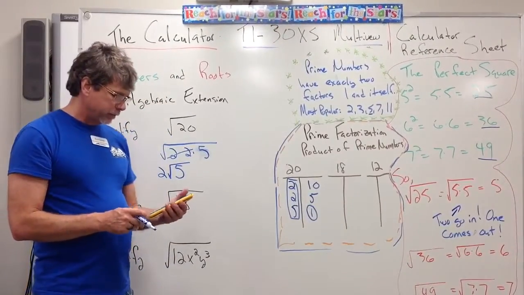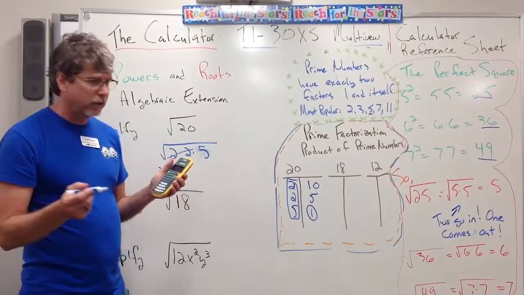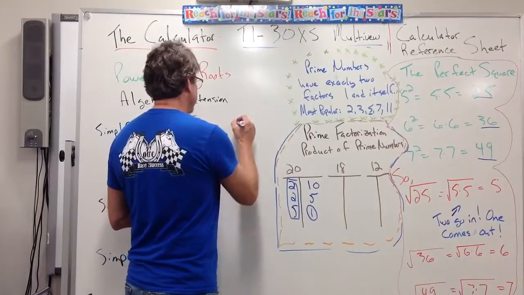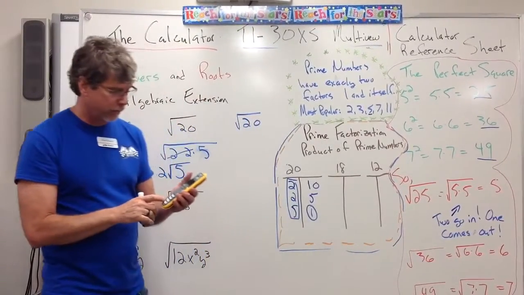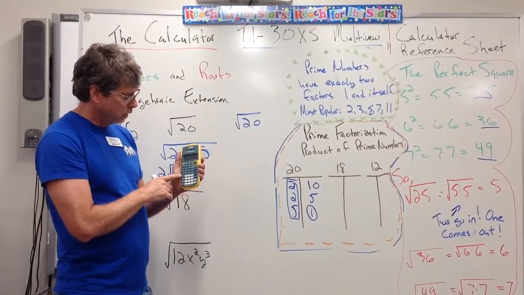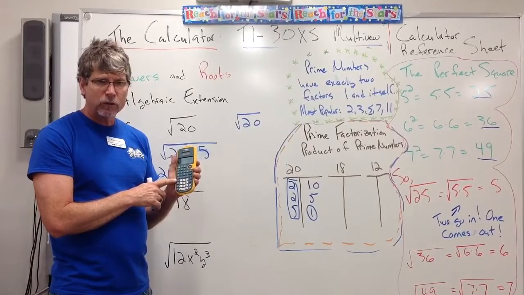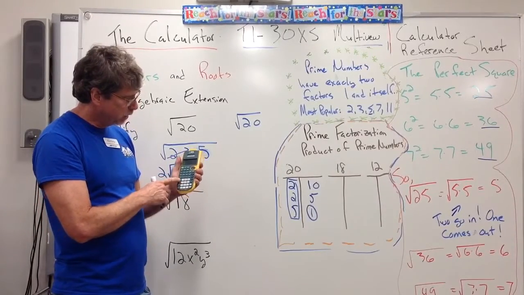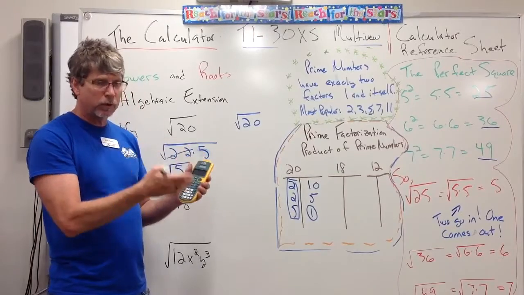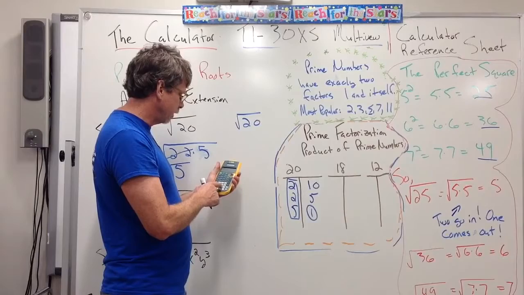Now in your calculator, there is a way to just type the square root of 20 into the calculator. We have to find that square root key, and remember, it was right above the x squared key. So to do the square root, I hit the second button and hit the x squared button, which gives me my square root symbol. So second square root, and then put the 20 in there.